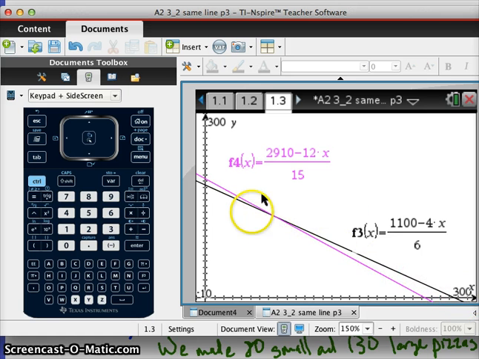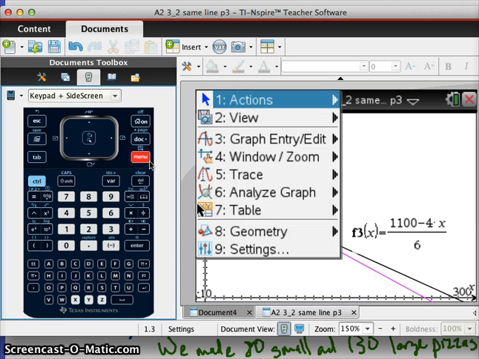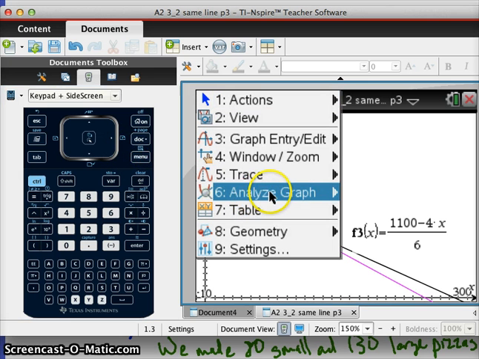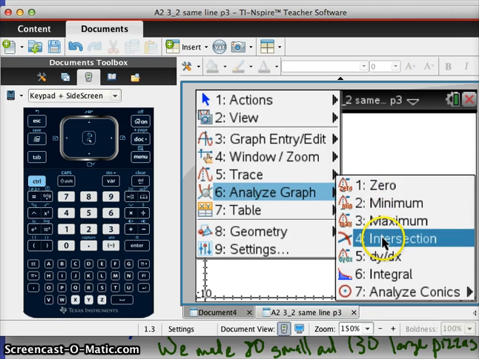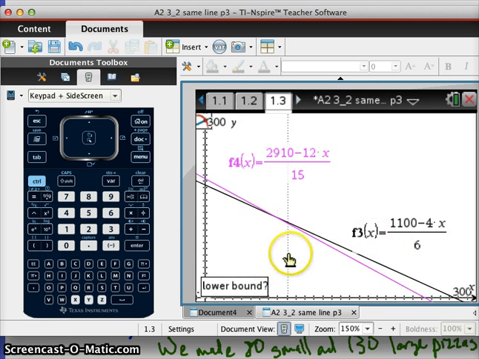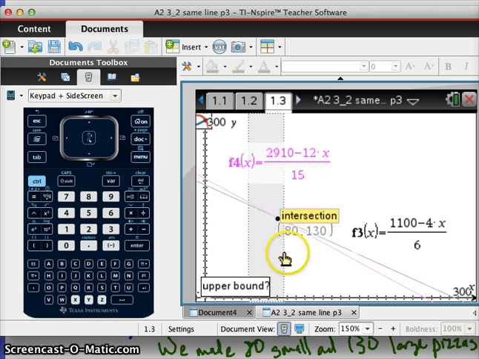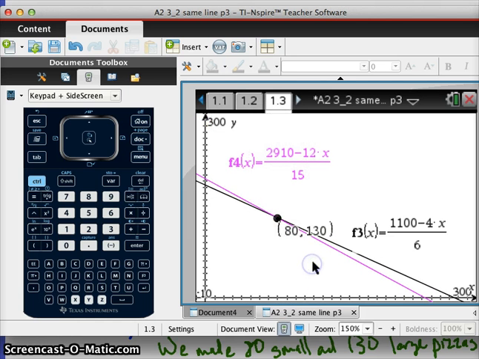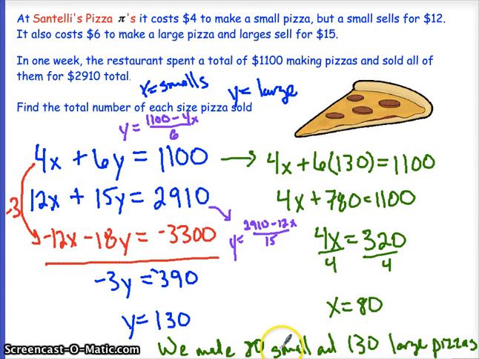But notice right here in the middle of the screen, we've got that nice intersection point. And remember that we can go to Menu, Analyze Graph, and find a point of intersection. All we have to do is a left bound, right bound. So I'm going to make that little dotted line be to the left side of my intersection point. And then if I pull across where those two lines cross, you'll notice after clicking twice we get a nice intersection point of 80, 130, which is exactly what we had on our screen. 80 small pizzas, 130 large pizzas for a good solution.